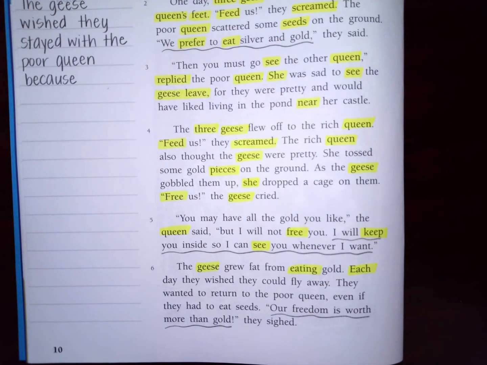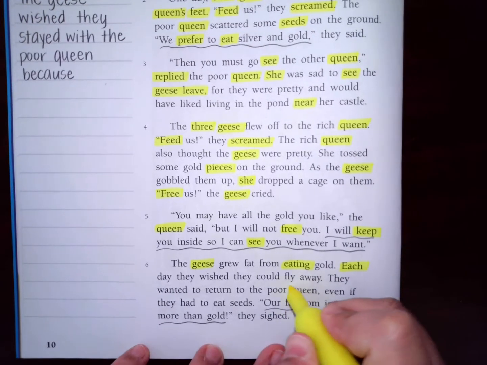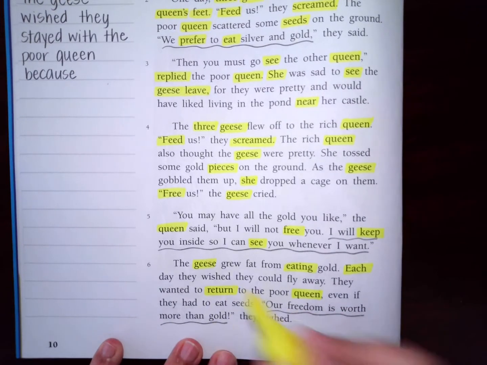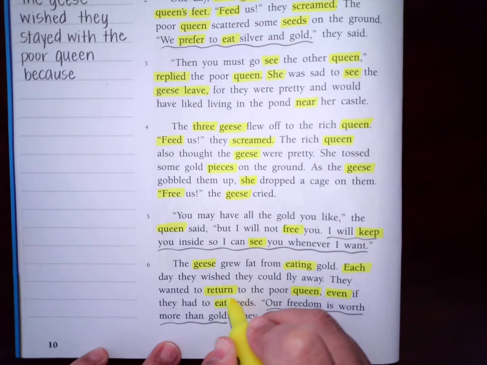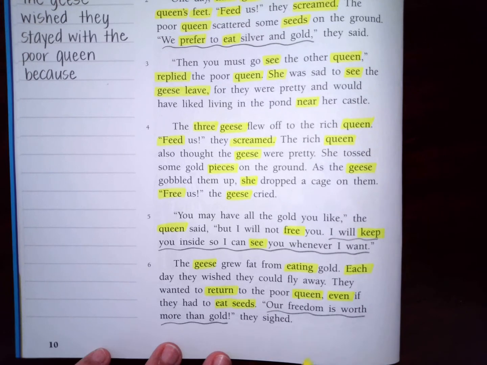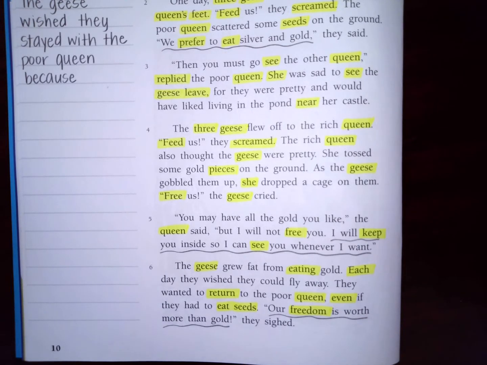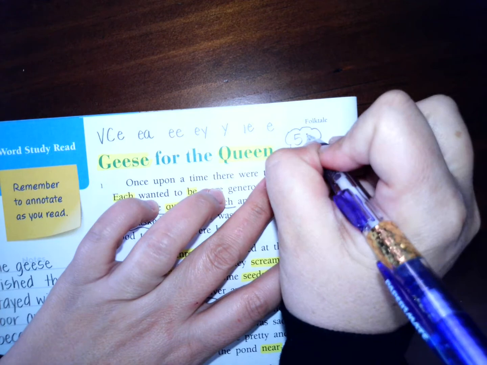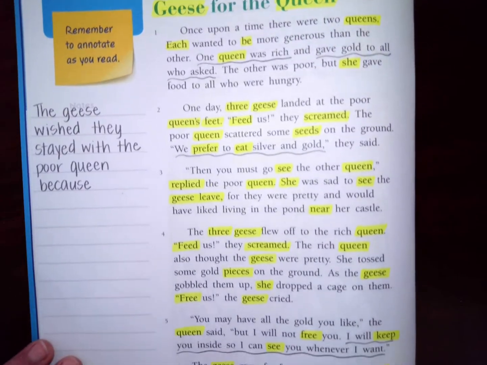Each day, they wished they could fly away. They wanted to return to the poor queen. And here we have return. Almost missed that one. Even if they had to eat seeds. "Our freedom is worth more than gold," they sighed. So going back up here, I missed one as I was going through. So there are a total of 53 long E sounding words.